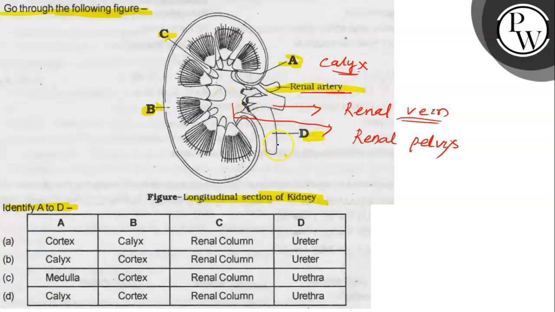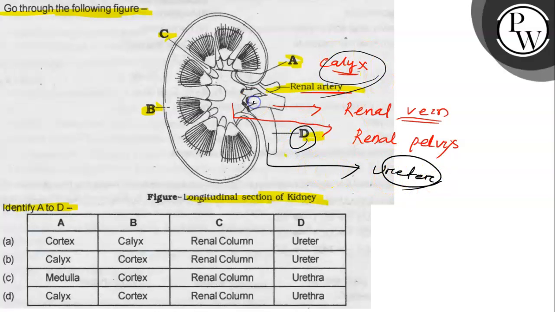So for D, in the kidney the blood is purified. That means urine is released from the kidney, and the other water and blood parts are filtered out. The remaining urine is collected and carried towards the urinary bladder through the ureter. So D is representing the ureter, and A is representing the calyx.